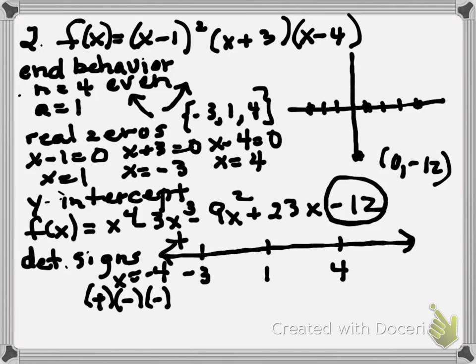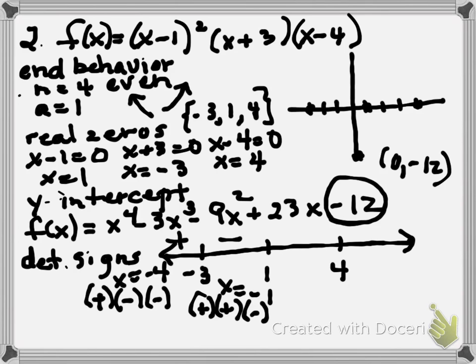Now I want to take a value in the next region. Let's say I pick where x is equal to -1. So I have -1 minus 1 is -2, but quantity squared will be positive. So that first is positive. Then I'm putting in -1 plus 3, which is positive. And then I'm putting in -1 minus 4, which is -5, which is negative.